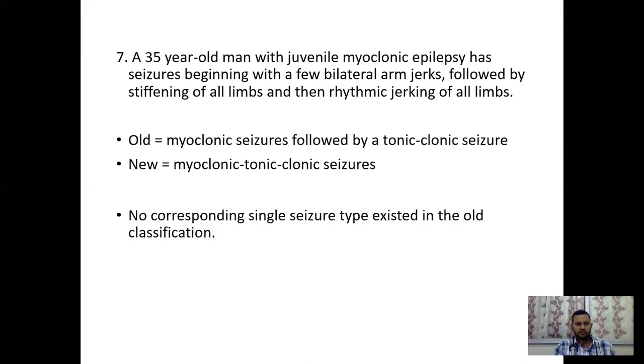A 35-year-old man with juvenile myoclonic epilepsy has seizures beginning with a few bilateral arm jerks, followed by stiffening of all limbs and then rhythmic jerking of all limbs. Old: myoclonic seizures followed by tonic-clonic seizures. New: myoclonic-tonic-clonic seizures. No corresponding single seizure type existed in the old classification.